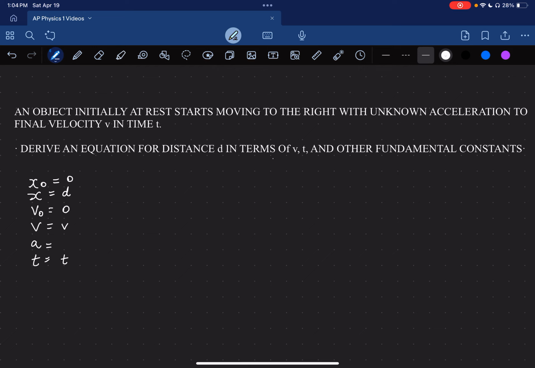And we need an answer, we need an equation that says d equals, and the only letters we can have over here are v and t, and that relationship is what we need to figure out. What is the relationship between v and t and other fundamental constants?